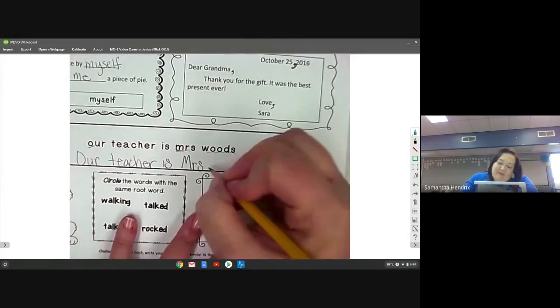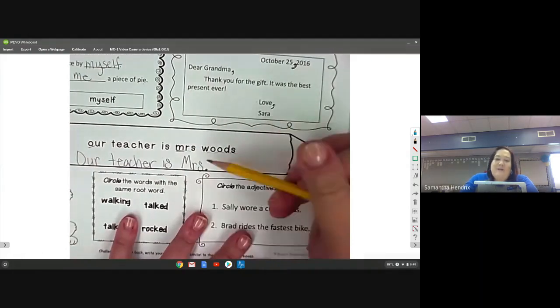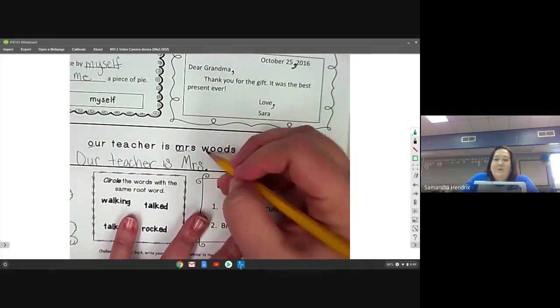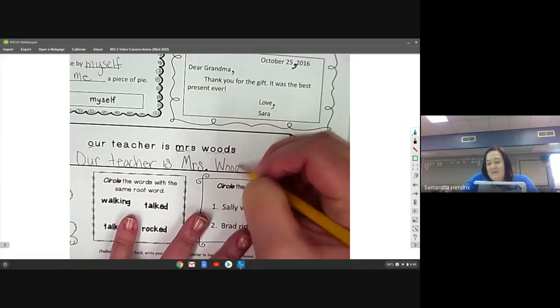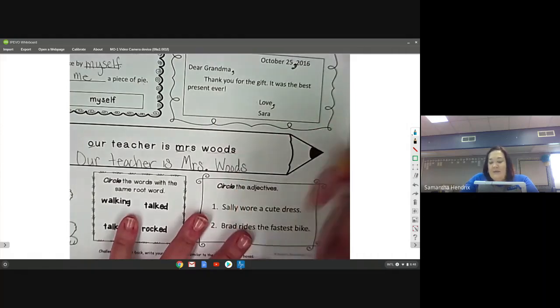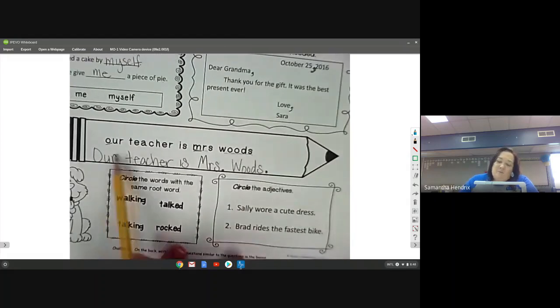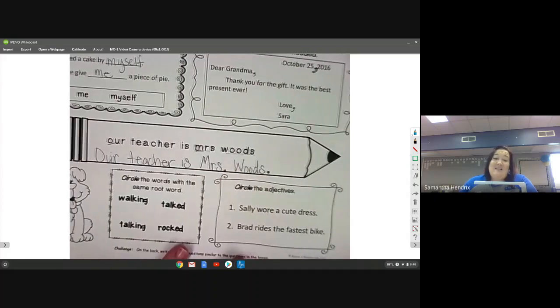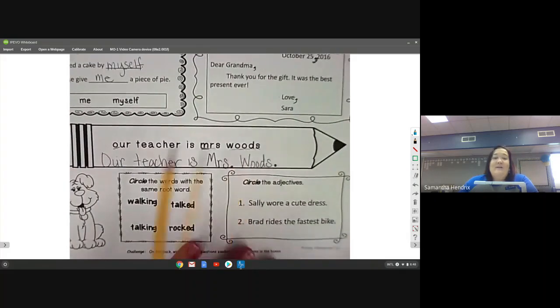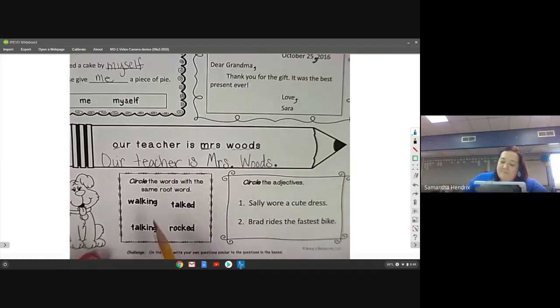And then we need a period because this is an abbreviation. Okay? Woods, that's her name. Capitalize that W. And then we're going to end with a period. Okay? So that's 1, 2, 3, 4, 5 things in this sentence that we had to correct. So if this sentence is on your quiz on Friday, that's 5 points right there. So you've got to make sure you're doing your sentences correctly, okay?